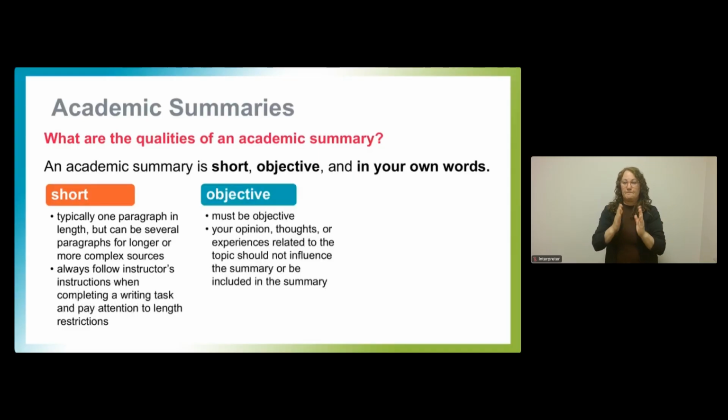Objective. What do we mean by objective? A summary must be objective in that your opinion, your thoughts or experiences related to the topic should not influence the summary or should not be included in the summary.